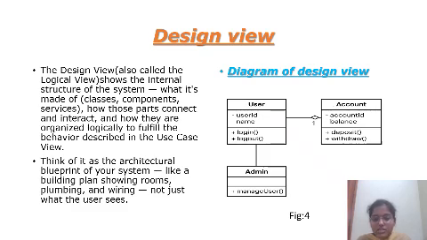Purpose of a design view. The main goals of the design view are to represent the logical structure of a system, to define the relationships between classes and components, and to serve as a blueprint for developers during system implementation. Think of it as a structural architectural blueprint. Our system, like a building plan, shows rooms, plumbing and wiring, not just what the user sees. It helps in ensuring that every functionality described in the use case view is properly supported by classes and methods.